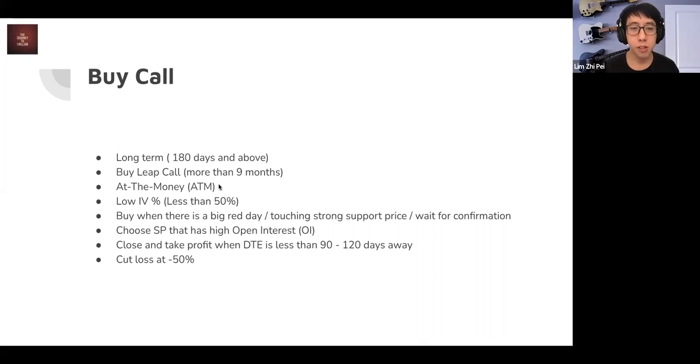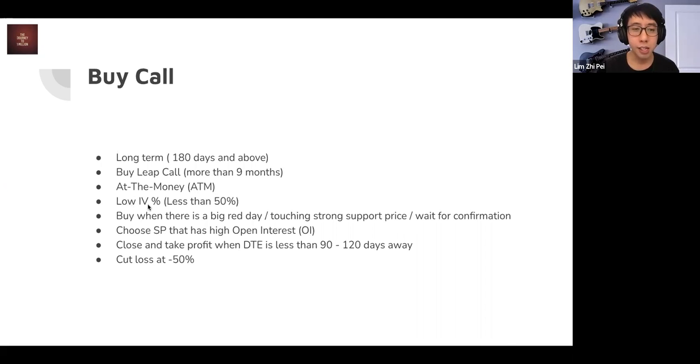This is because the IV of the options contract also varies across at the money, in the money, or out of the money. Actually, when it is at the money, the IV is the lowest. That is why we tend to choose at the money calls.